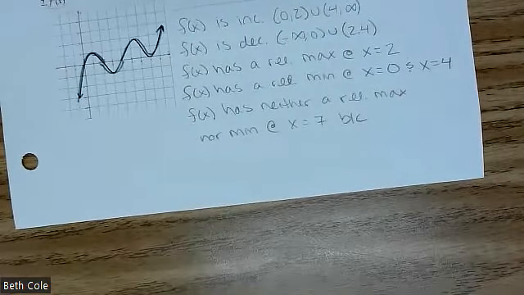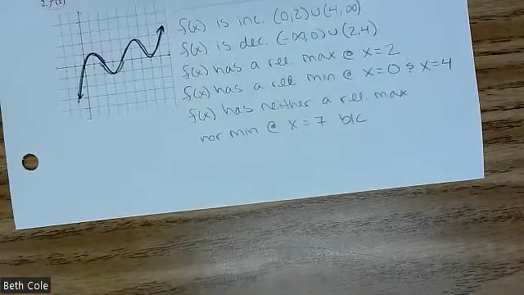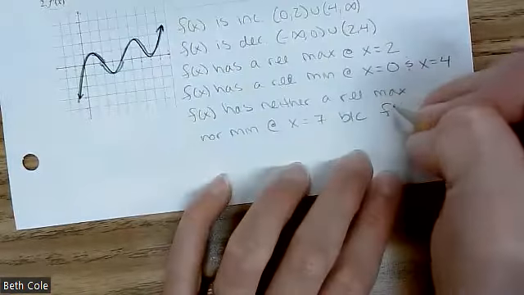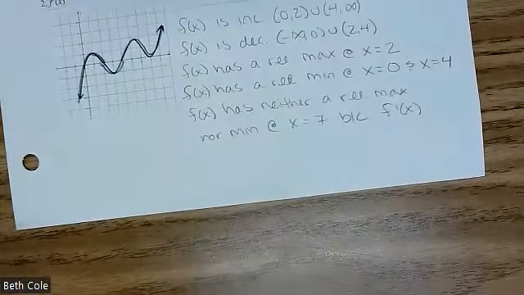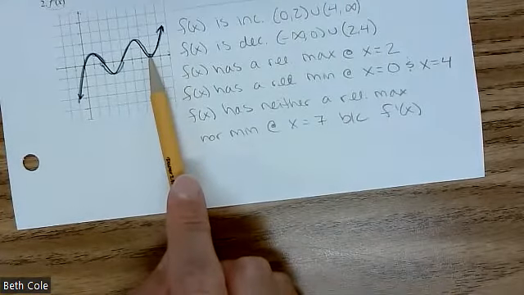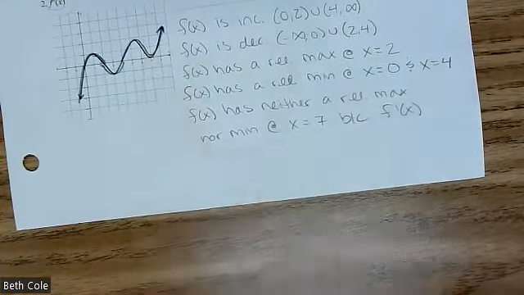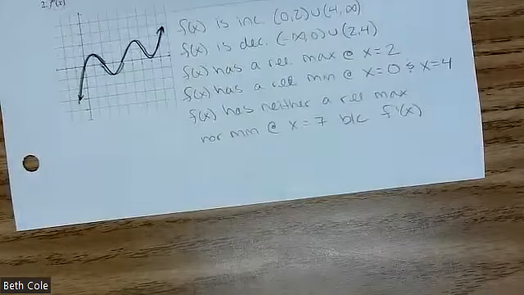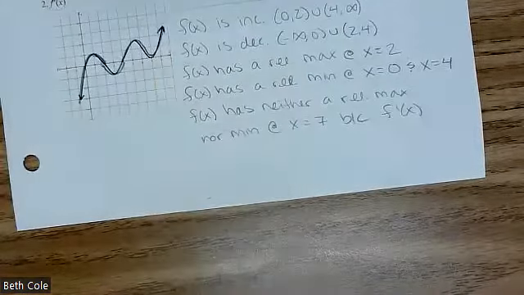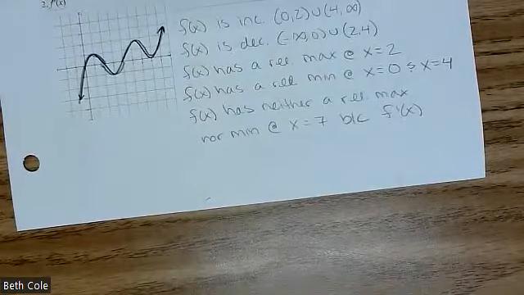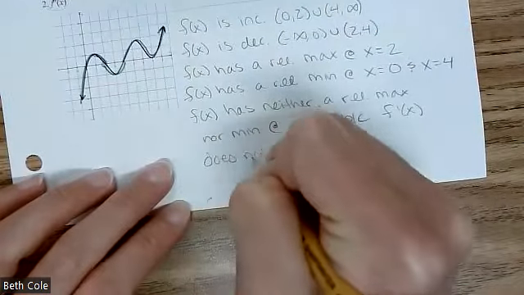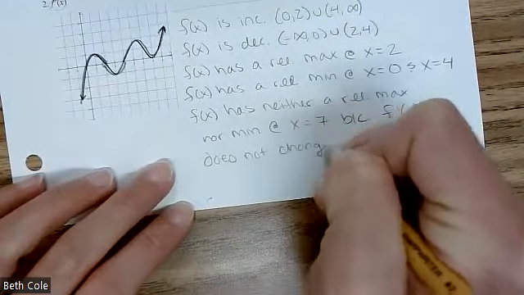F of x has neither relative maximum nor minimum at x equals 7 because, now you're still citing your source. Your source is still first derivative. Because first derivative, and what would you say? Like, why does that not cause a maximum or minimum? Yeah, you each said one of the 2 ways you can say it. You can say f prime remains positive there, or you can say f prime does not change sign there. Either one of those is acceptable. F prime, I usually go with does not change sign.